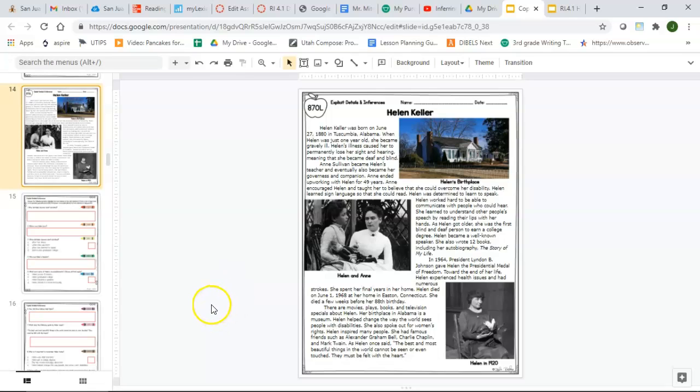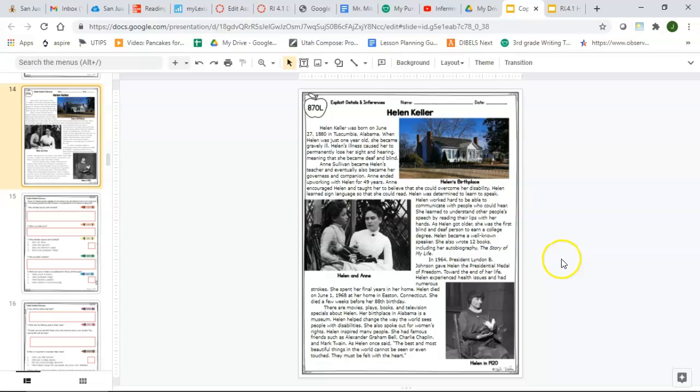There are movies, plays, books, and television specials about Helen. Her birthplace in Alabama is a museum. Helen helped change the way the world sees people with disabilities. She also spoke out for women's rights. Helen inspired many people, and she had famous friends like Alexander Graham Bell, Charlie Chaplin, and Mark Twain. As Helen once said, the best and most beautiful things in this world cannot be seen or even touched. They must be felt with the heart.